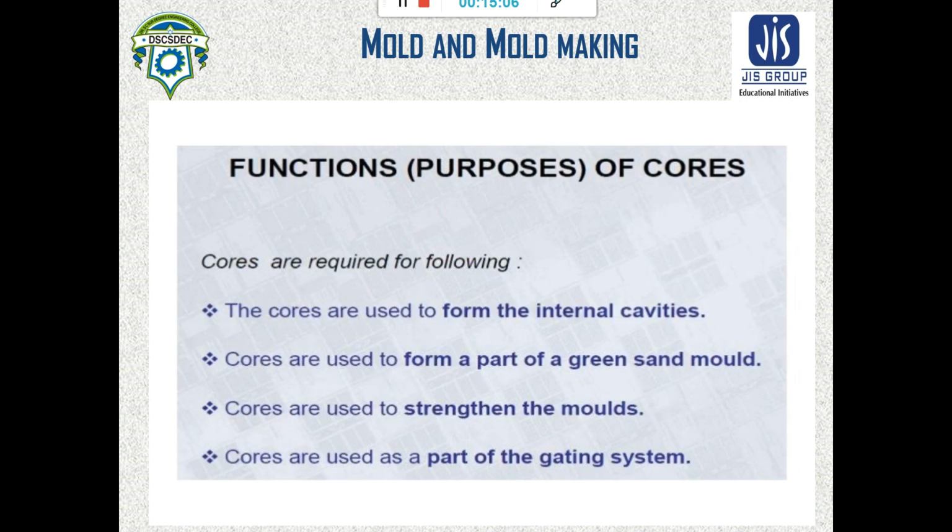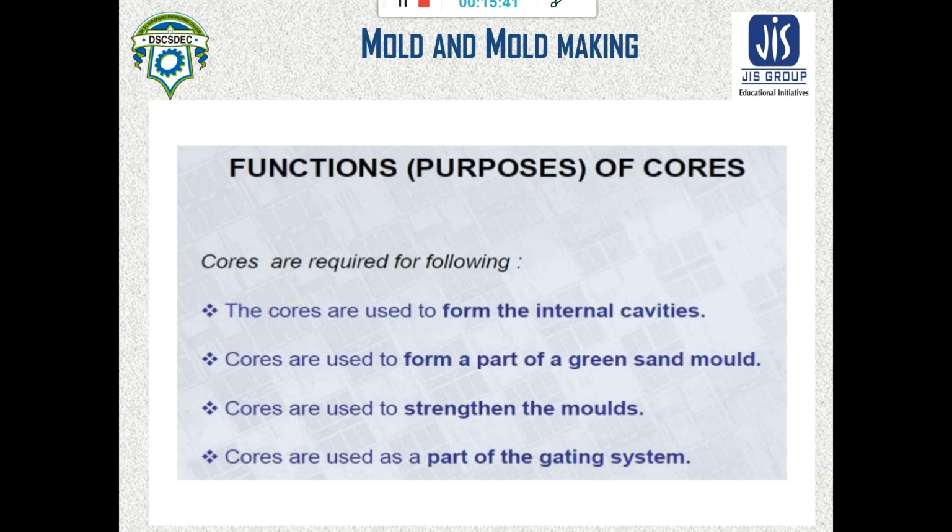So now we will see the functions of the cores. The cores are used to form internal cavities. First, cores are used to form a part of the green sand mold. Cores are used to strengthen the mold, and cores are used as a part of the gating system. These are the functions of the core. So that's it about mold making and core prints.